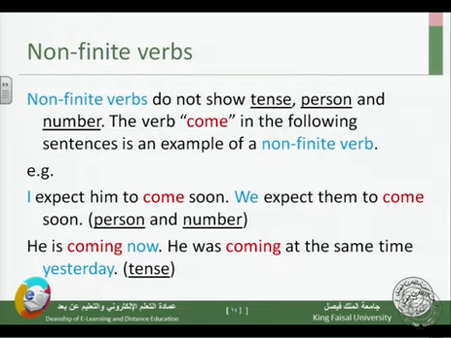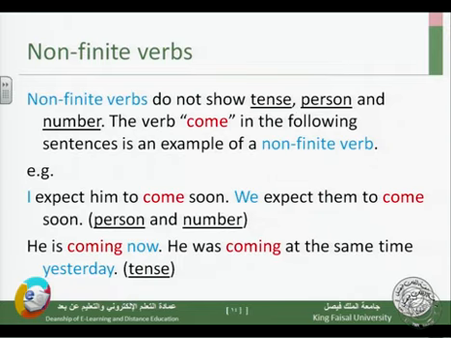I expect him to come soon. We expect them to come soon. So you notice we changed the subject. In the first sentence, we have a first person singular subject, I, and in the second sentence, we have a first person plural subject, we, but still the verb come didn't change. Okay, so it is the same in the first and second sentence. So come is the same because it is non-finite.